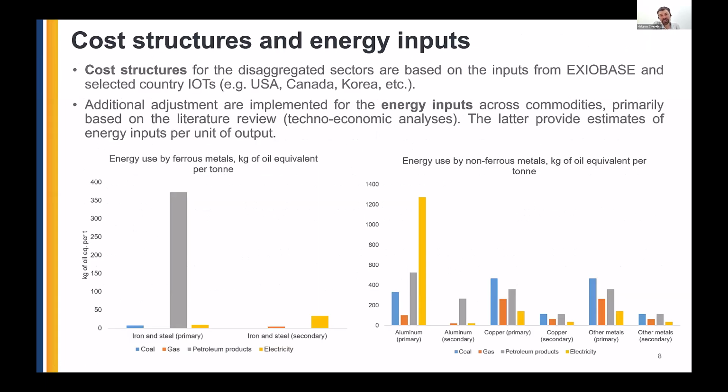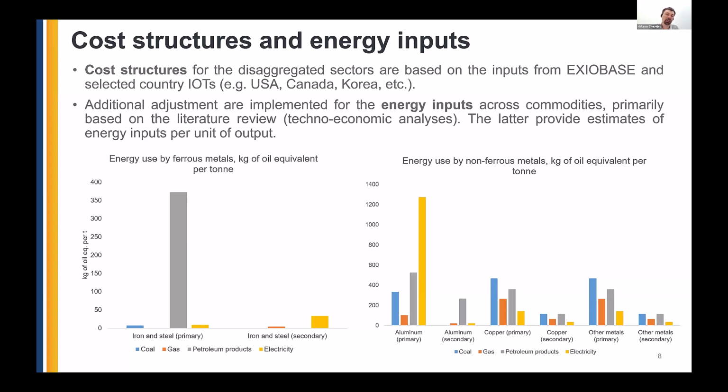So on cost structures and energy inputs, we also relied on a number of data sources. For cost structures, we use a combination of country-specific input-output tables, which have quite a high level of detail in selected countries, for instance, in the US, Canada, Korea, Japan. All our tables have at least 100 sectors, and for instance, in the case of the US, around 500. So we have used some of those sectors to proxy cost structures, and then we combine the data with EXIOBASE-based cost structure assumptions. We did some modification for energy inputs.